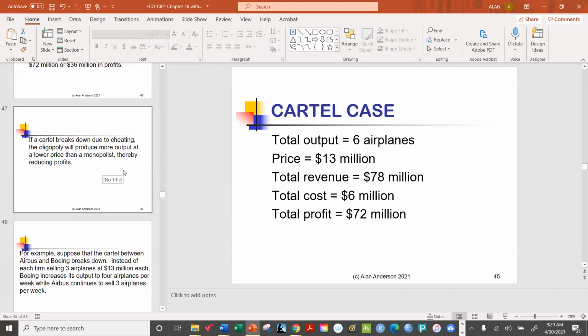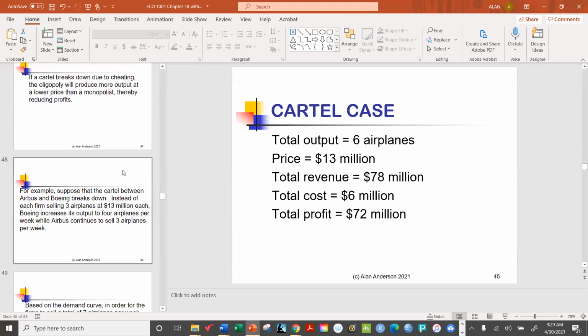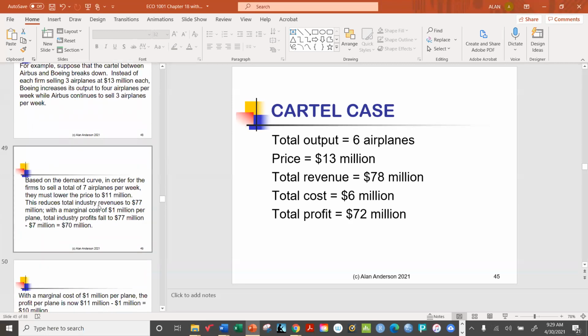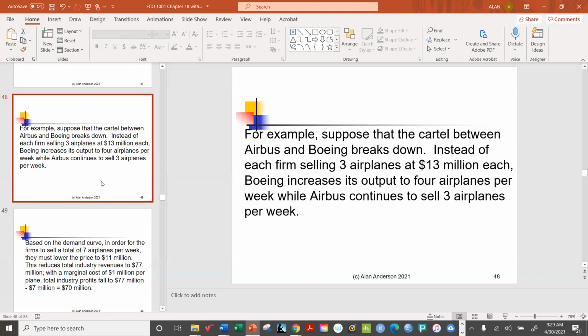Now, suppose, though, that, like I said before, they have a very powerful incentive to cheat on each other. Suppose that that does happen. Suppose Boeing decides to cheat. And they say, listen, why should we agree to this? Why don't we make a 4th plane every week? What happens now? Let's say Boeing, unknown to Airbus, decides to go ahead and start selling 4 planes per week. What effect will that have on the industry?